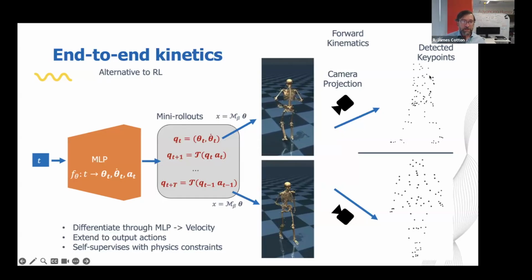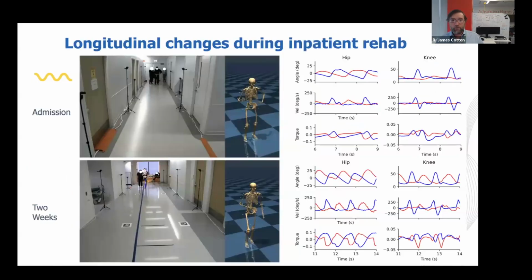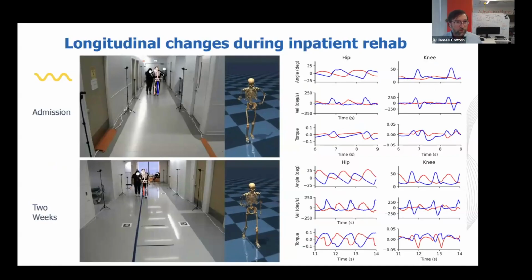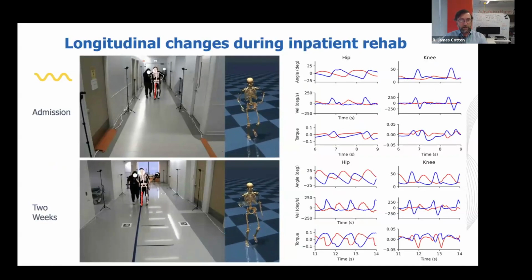And so essentially, this is our end-to-end approach extended to kinetics, and you can think of it a little bit like direct shooting. It's got some interesting connections, I think, with MuJoCo as well. And what's nice about this is we're actually starting to see, first of all, if you just look at the vectors of the ground reaction forces, they look fairly plausible.